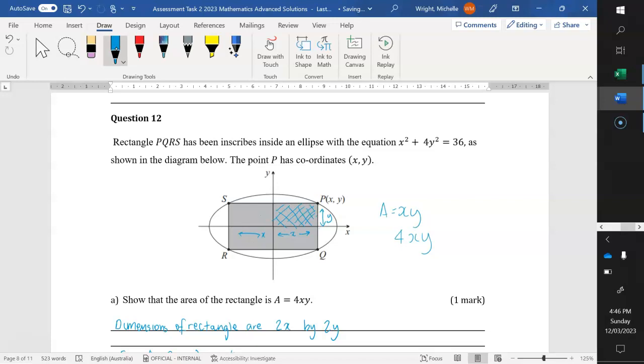The other way to do it would be also looking at length and breadth of a rectangle. So area is length times breadth. And we could think of the length across here as being X and X, so we've got 2X, and our breadth or our width, we've got Y high and Y high, and we'd have 2Y, and hence we'd have 4XY. Those are two different ways that would have got you the full mark for that question, but there are other options as well that people did.